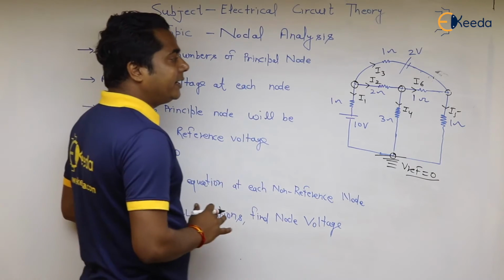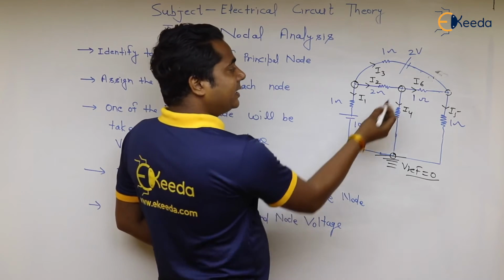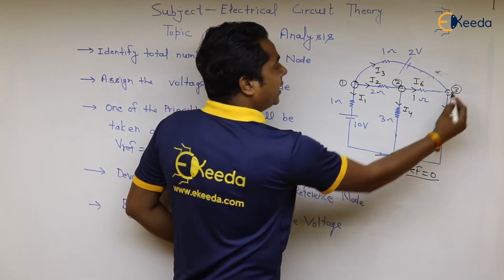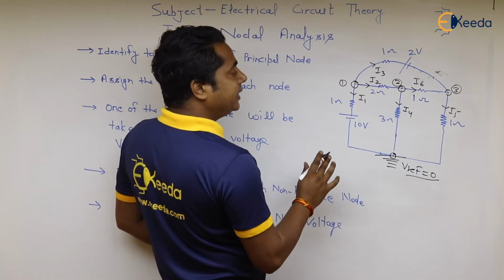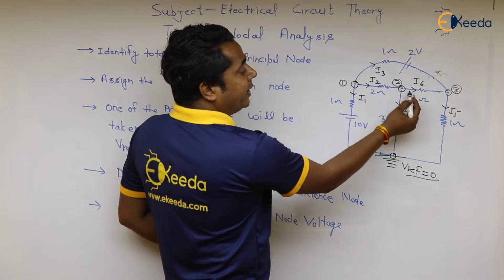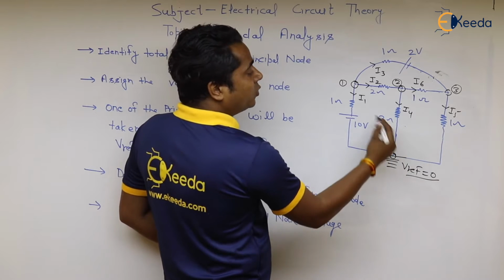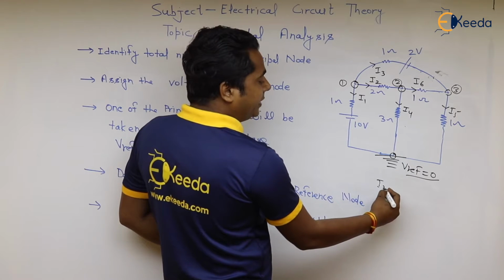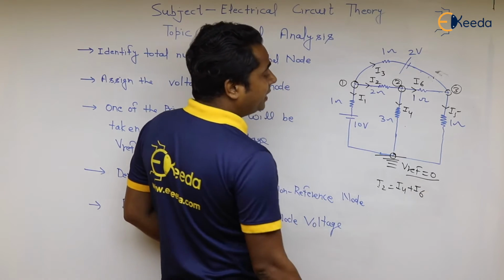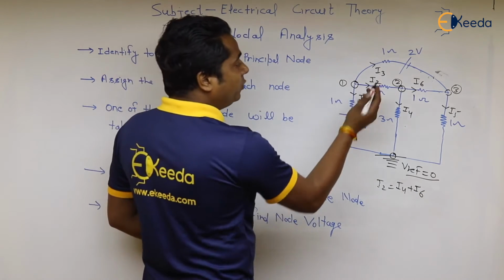At any node we can write down the KCL equation like this. This is your first, this is your second, and this is your third. At the second node we are writing the KCL. So incoming current is what? Only I2, and outgoing current is what? I6 and I4. So writing down the KCL equation, I2 will be equal to I4 plus I6.